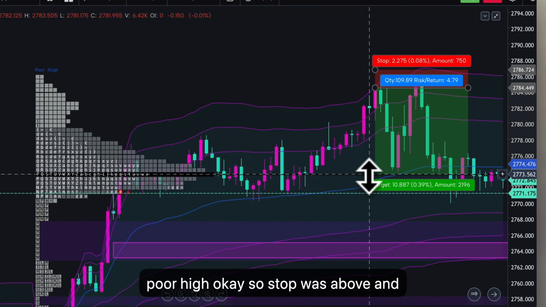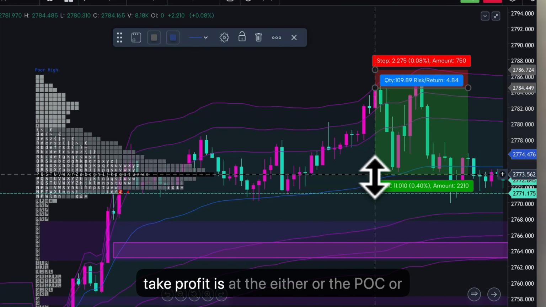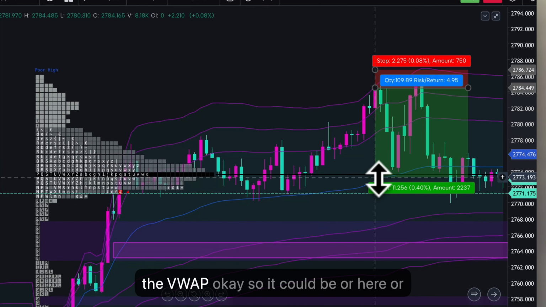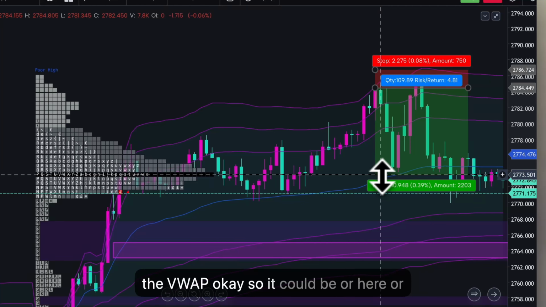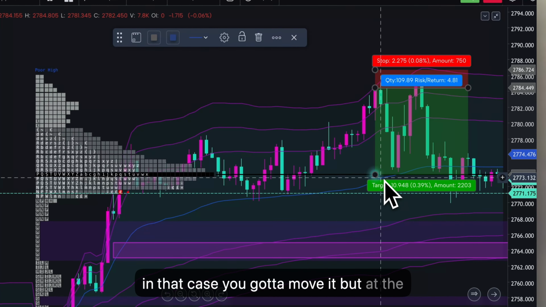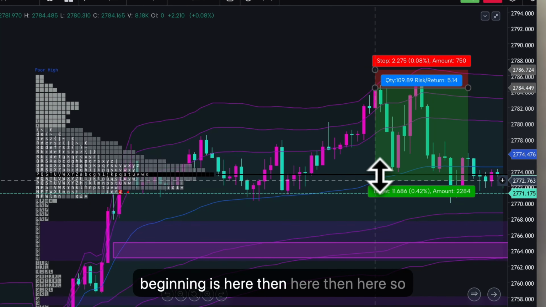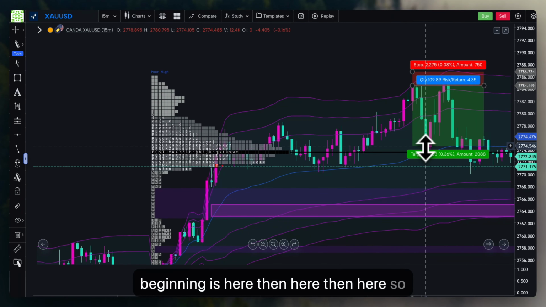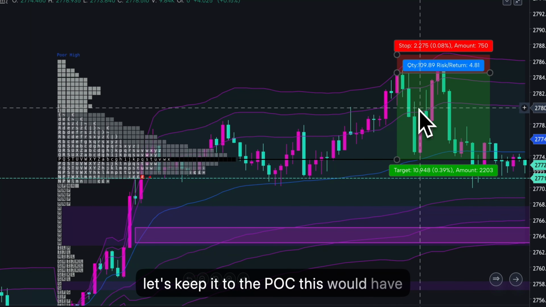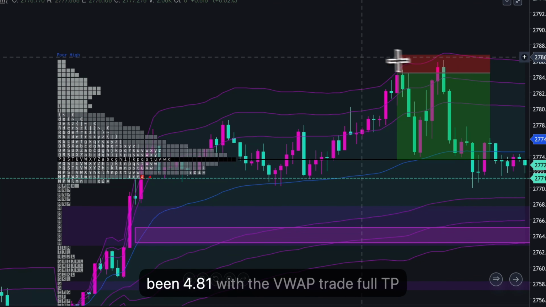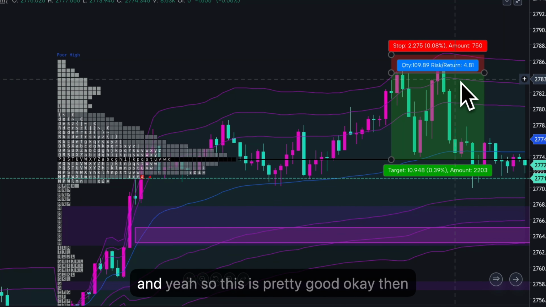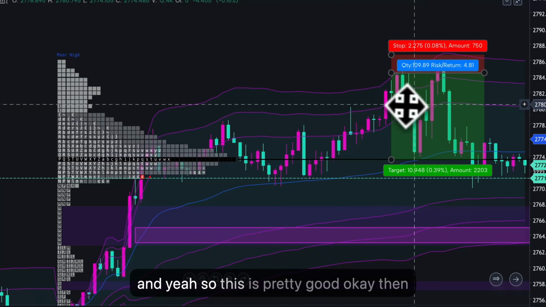and take profit is at either the POC or the VWAP. So it could be here, or in that case you have to move it, but at the beginning it is here, then here, then here. Let's keep it to the POC. This would have been a 4.81 risk to reward ratio trade, full TP, and yeah, this is pretty good.